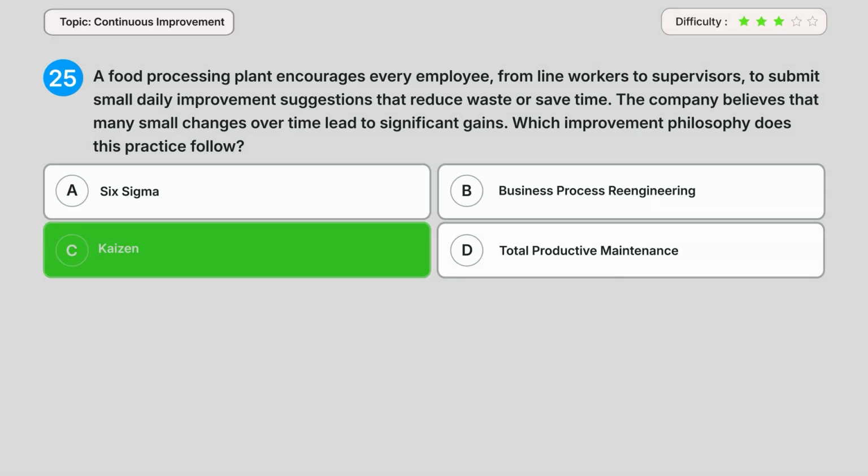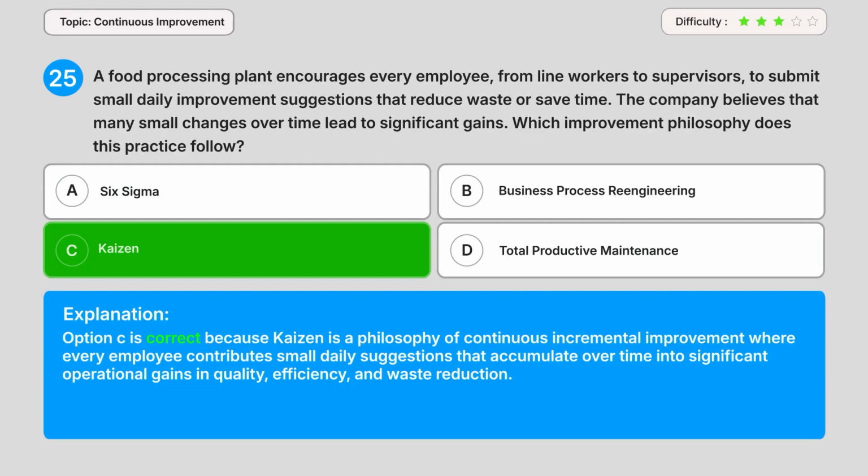Correct answer, C. Kaizen. Explanation: option C is correct because Kaizen is a philosophy of continuous, incremental improvement where every employee contributes small daily suggestions that accumulate over time into significant operational gains in quality, efficiency, and waste reduction.